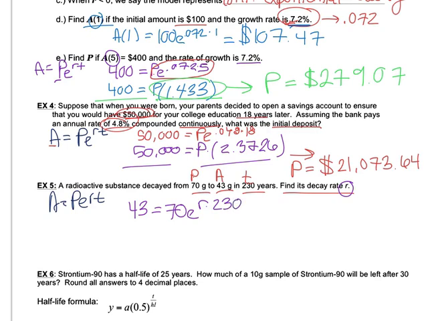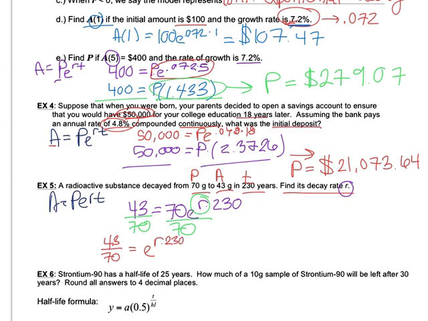So this is going to be a little different because now what we're trying to solve for is right here in the exponent. That's going to complicate things a little bit for us. We can start by simply dividing both sides by 70. If I divide both sides by 70, I can at least get this e to the power by itself. So I'm just going to leave it as a fraction: 43 over 70 equals e to the r times 230.